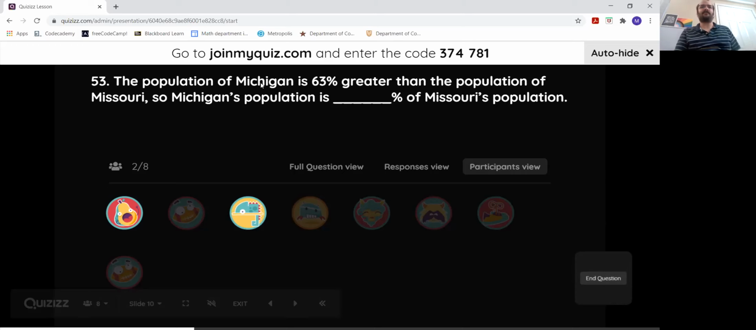So how would you get to Michigan's population from Missouri? You're going to take Missouri's population and increase it by 63%. So if we take one of their population, what percentage of the population is that? And then we're going to add 63%. What percentage are we going to get?